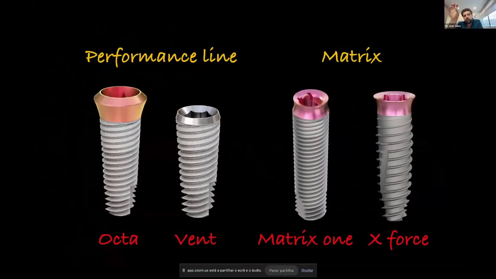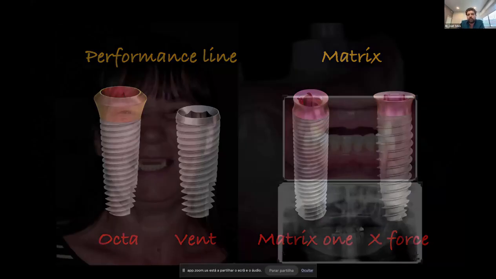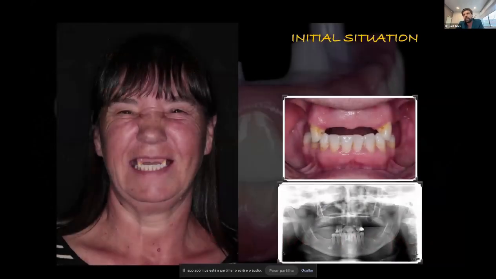So when I started with TRI, we had this performance line with the Octa implant, which is a traditional tissue level implant, and the vent system, a traditional bone level implant. And now we have the Matrix. We have the Matrix 1, that's the implant you are seeing to this point. And now we have the Export Matrix. And the Export will soon be worldwide available. Still isn't, still in the small market release phase. But it's quite interesting, and I'll finalize with this.